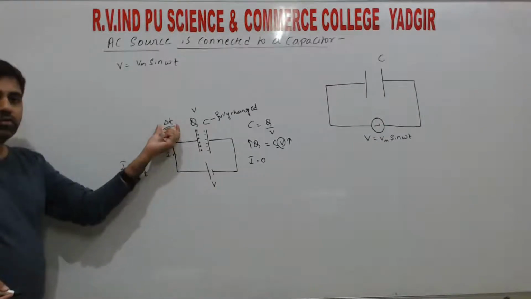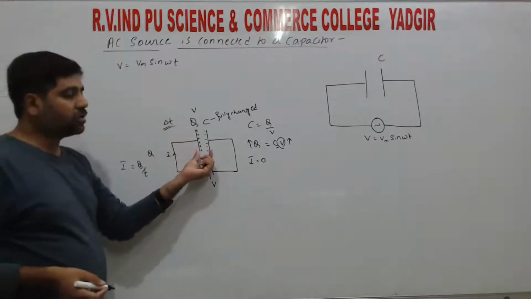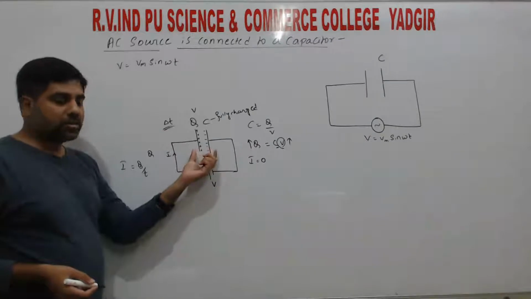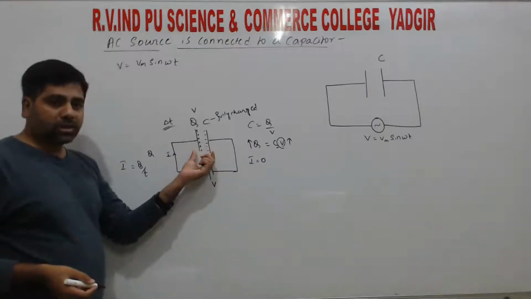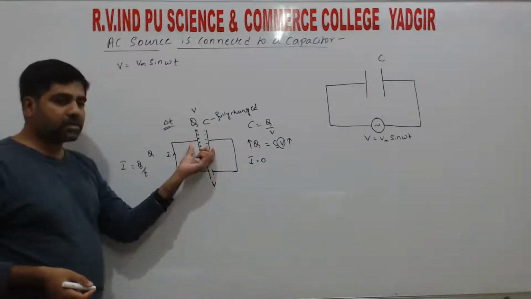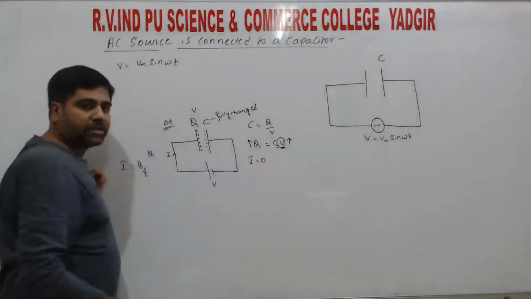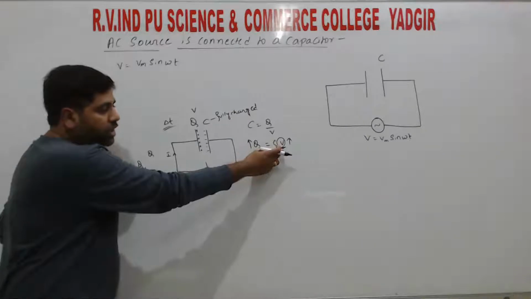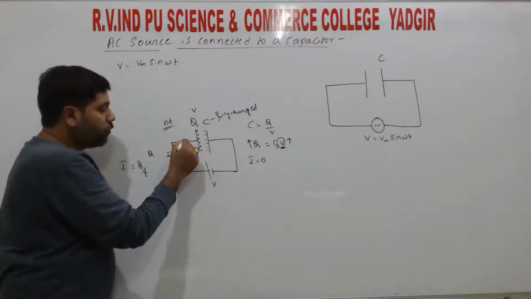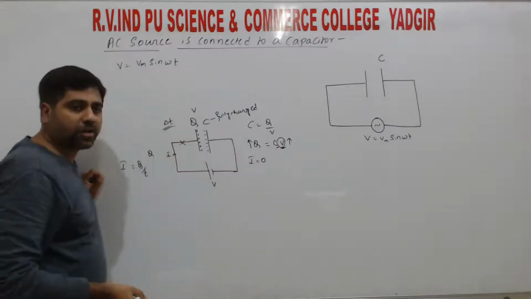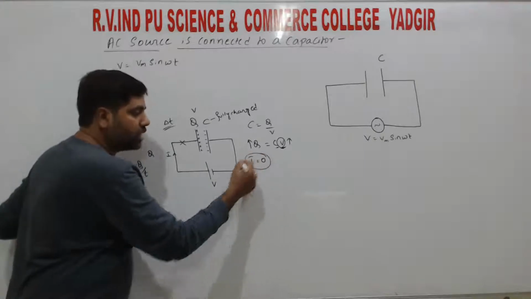In a small interval of time only, the capacitor gets completely charged. That means the charges are completely stored. As the capacitor gets charged, the voltage across the capacitor increases, right? As the voltage increases, it blocks the flow of current in the circuit. That means it blocks the current in the circuit.